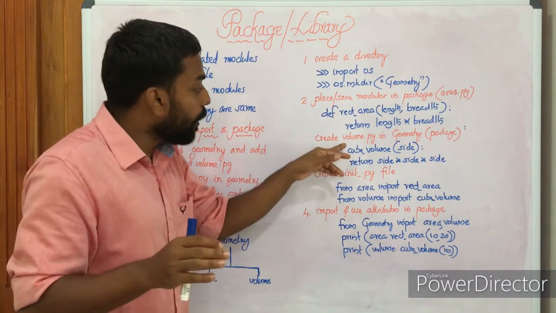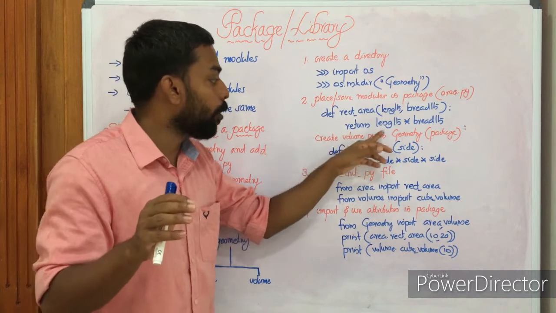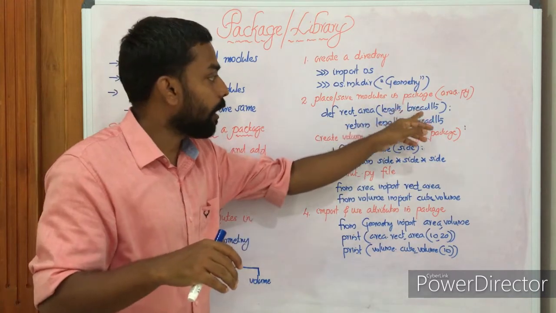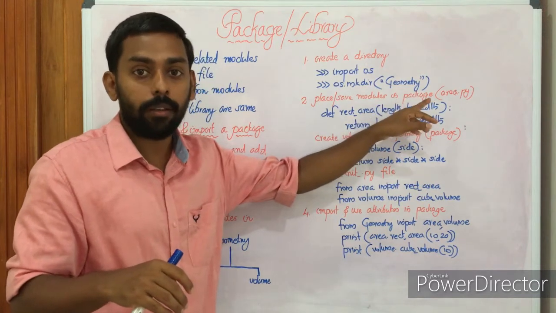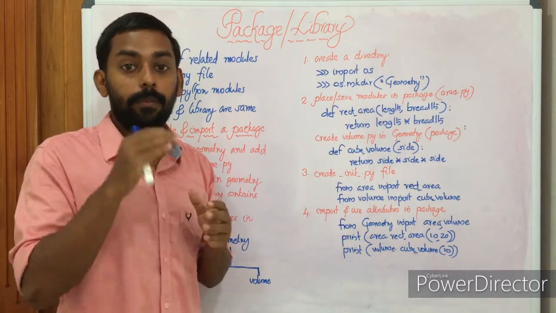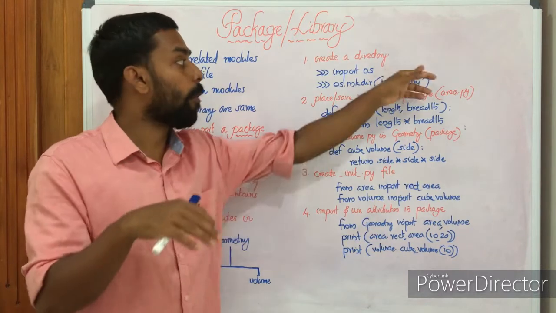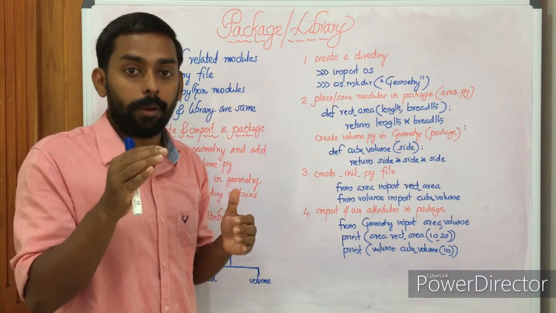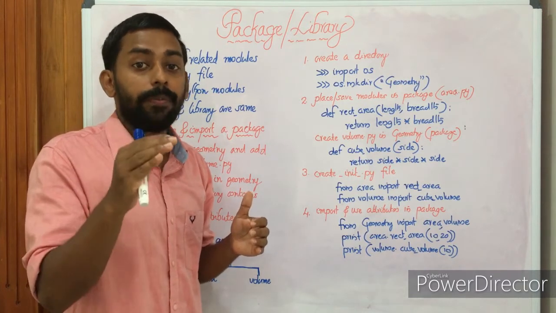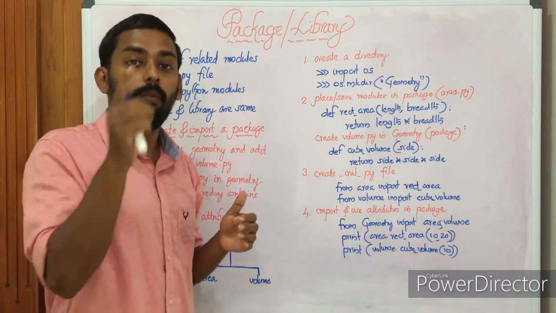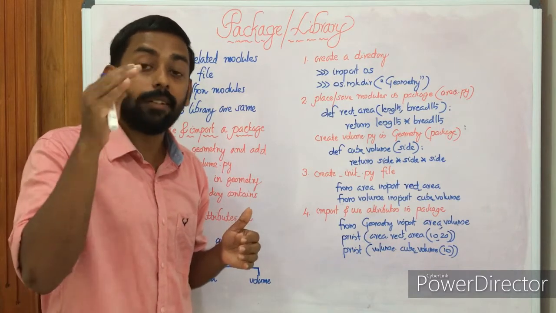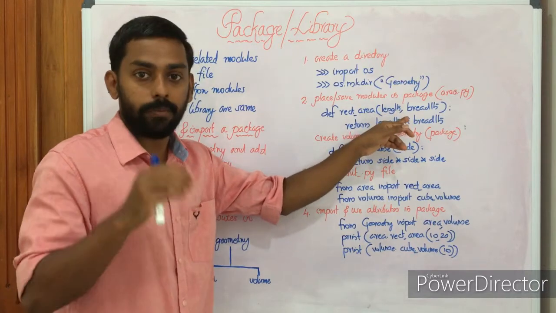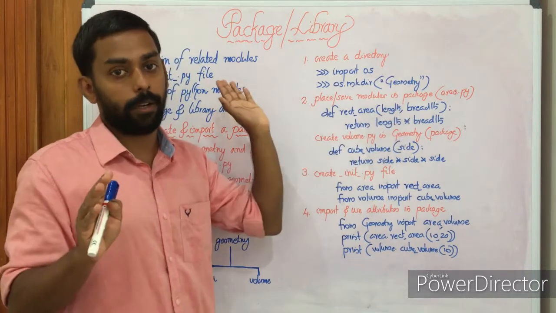Here we have the second module, create volume.py in geometry. But before that, at the time of saving area.py, where do we save it? We will save it in geometry. We have an existing folder called geometry, and we will save area.py, our first module, in geometry. So at present we have only one module there, area.py.